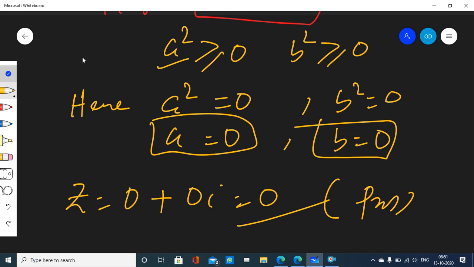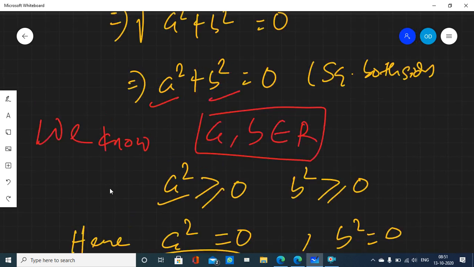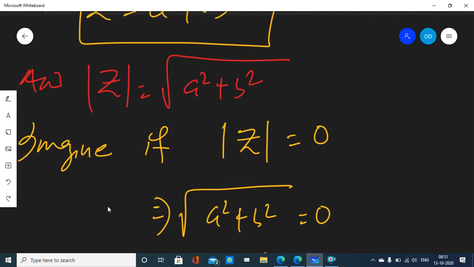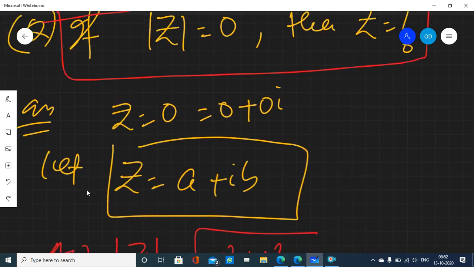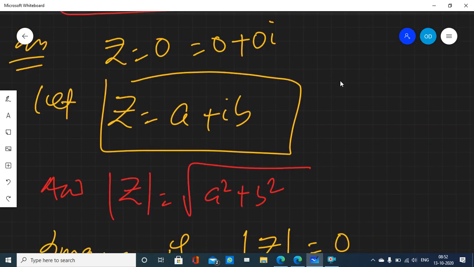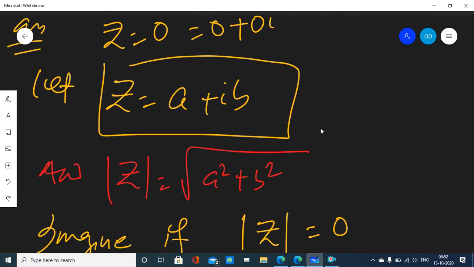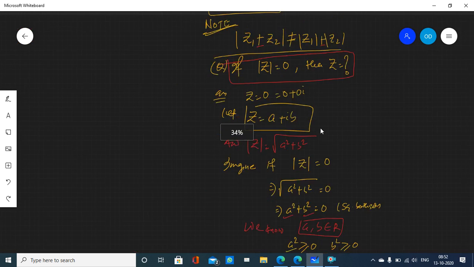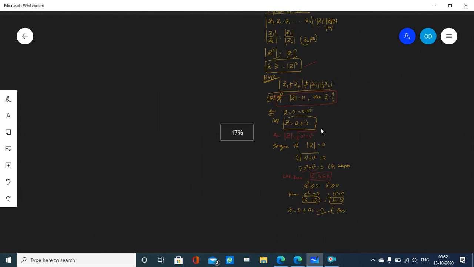This proof will not come in your exam. This is not in your syllabus. I just told you to quench your curiosity. Otherwise, the proof is not in your syllabus. Okay, remember. So take the screenshot.